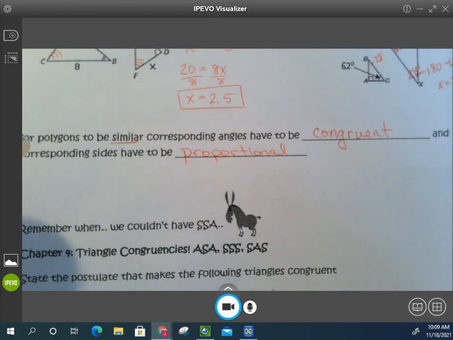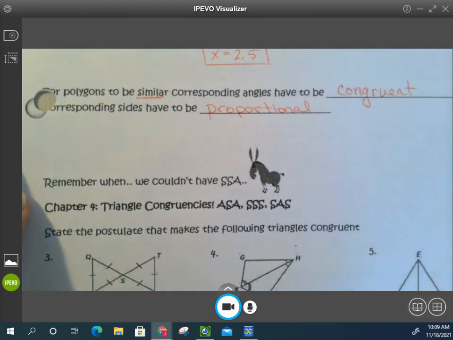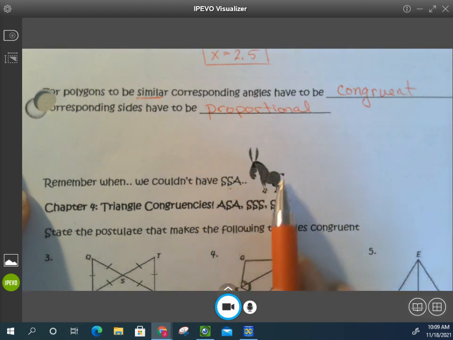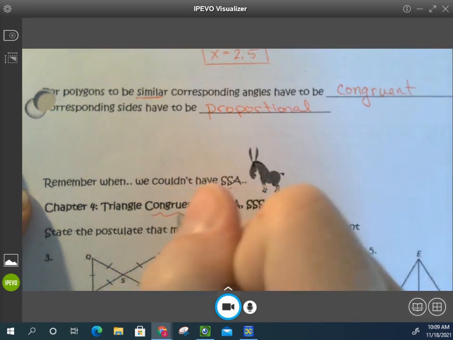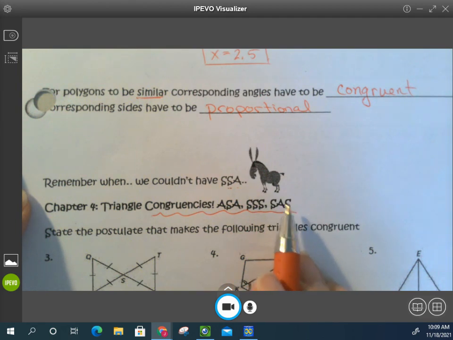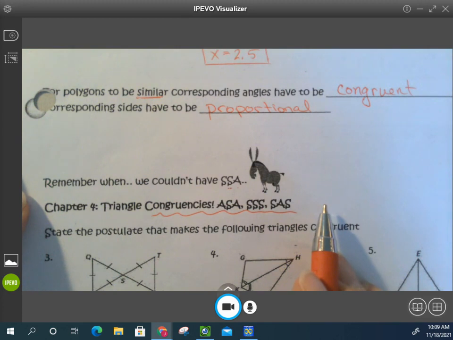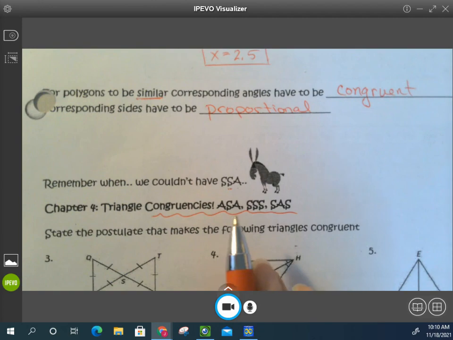Okay, now we're going to jump back a minute. We're going to get away from similarity, and we're going to talk about congruence. When we talk about congruence, we cannot have the donkey. We cannot have SSA, as in, donkey. Whenever we look at this, our congruencies that we used were angle, side, side, side, and side, angle, side. Now, there was one more, and it was hypotenuse, leg that we used. I feel like there was one other one that I'm not thinking of. But if we focus on these congruencies, this is when the angles were congruent and the sides were congruent.